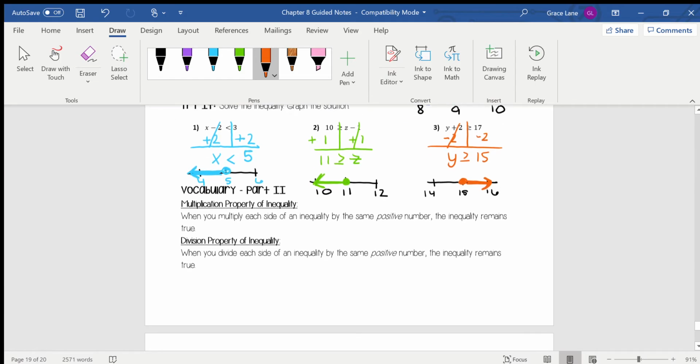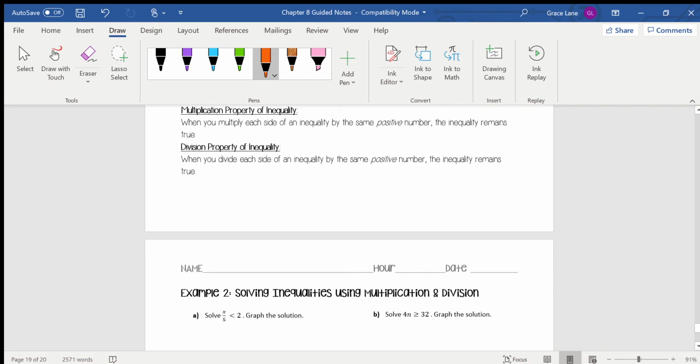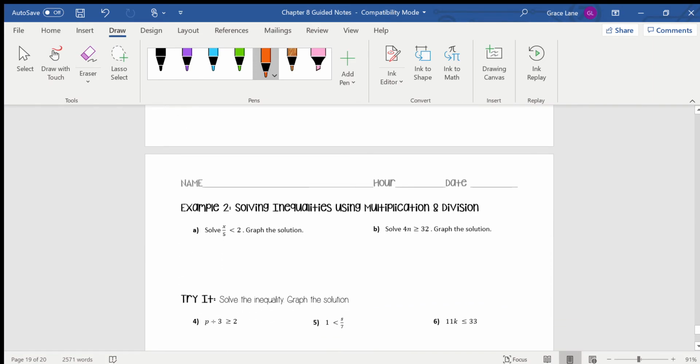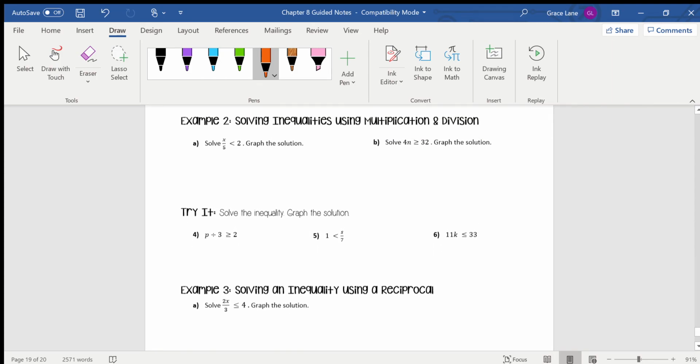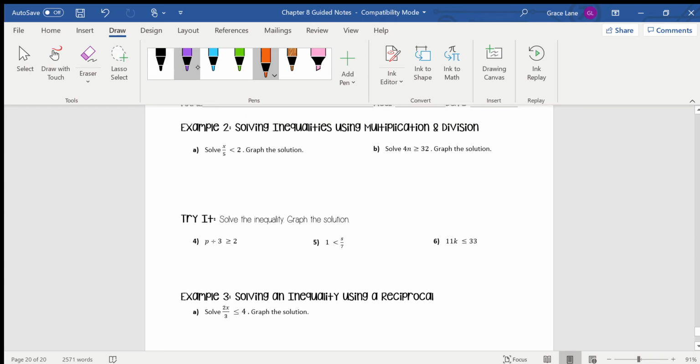Okay, so we're going to move on to multiplying and dividing. It is the same concept, except now we're doing multiplying and dividing. And so think back to equations again. This one says x over 5, which means x divided by 5 is less than 2.